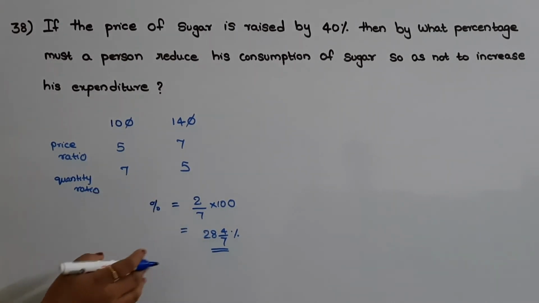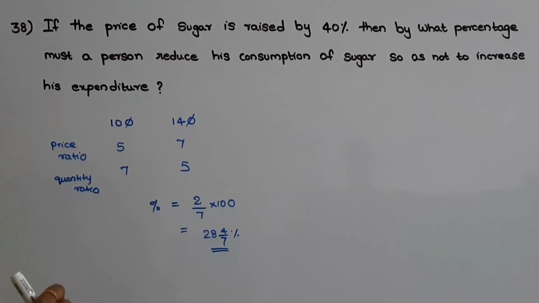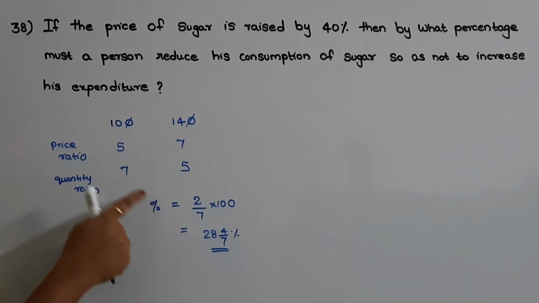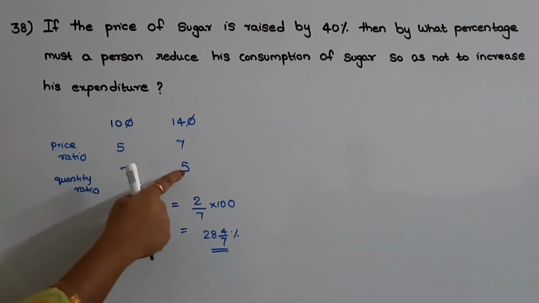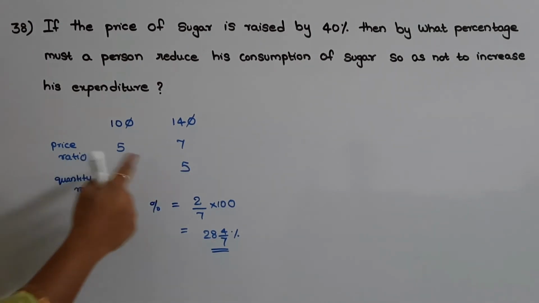So in this question we are finding out the percentage. Whenever we are finding out the percentage, we can find out the answer with the help of the ratio itself. There is no need of the original quantities to find out the percentage. So we can find out the answer with the help of the ratio itself.